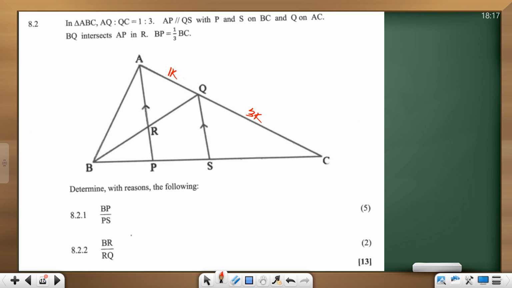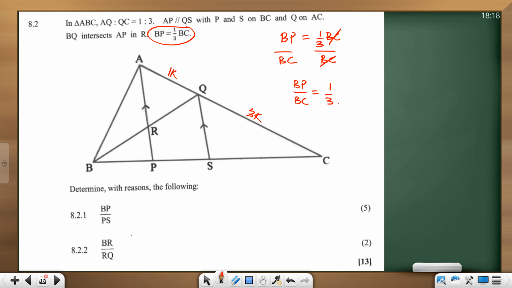The diagram is very clear. Now, I want us to learn how to interpret this. It says BP equals 1 over 3 BC. When you see that, move the letters to one side. Check what I'm going to do. BP is equal to 1 over 3 BC. Divide both sides by BC to get rid of the letter here. What do you have? BP over BC equals what?